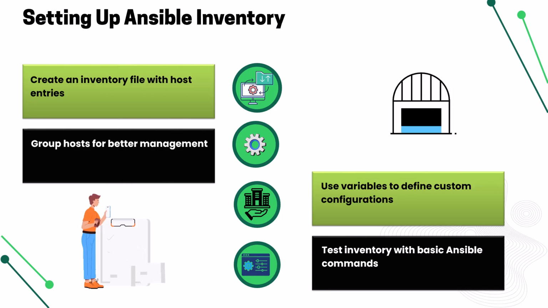Simple, right? Think of the inventory file as Ansible's address book. It needs to know where to send commands. We start by listing hosts, then group them for easier control because chaos is not our friend. Adding variables lets us customize configurations. And of course we test it. No one likes surprises in production, so let's catch any errors early.